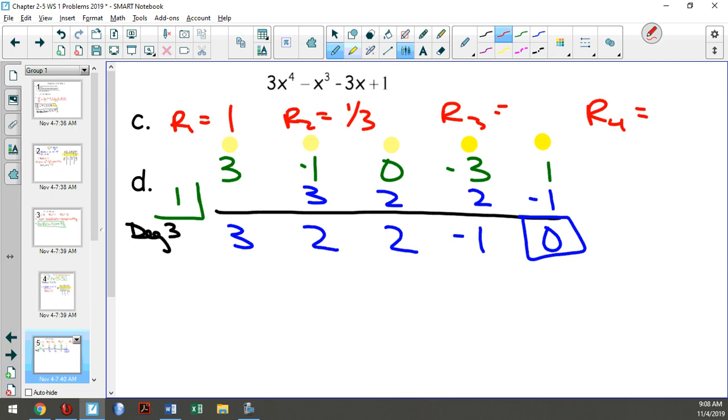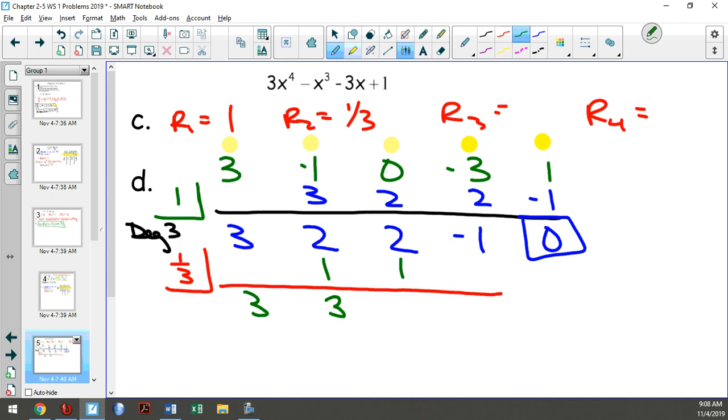From there, we're going to do synthetic division again at the value 1/3. What should the remainder be on that one? 0 as well. Drop down to 3. 3 times a third is 1 plus 2 is 3, times a third is 1 plus 2 is 3, times a third is 1 plus -1 is 0.